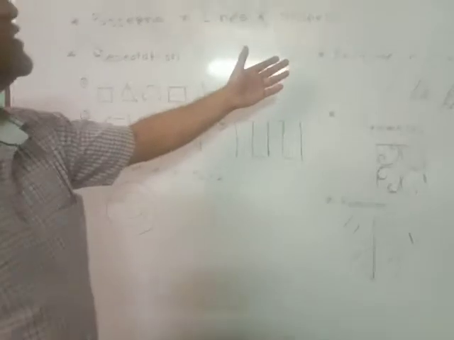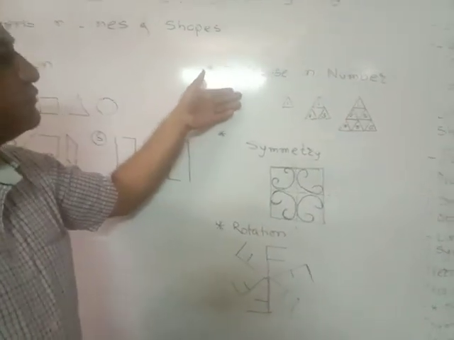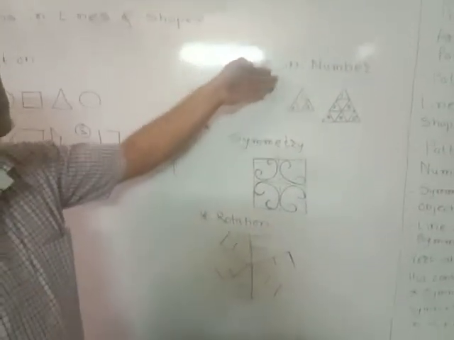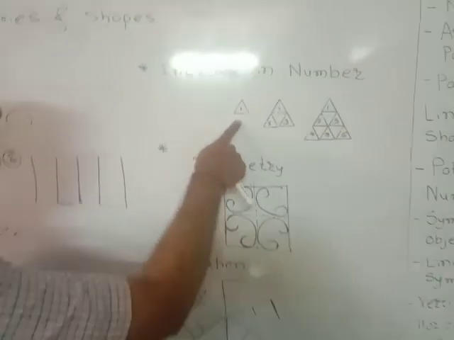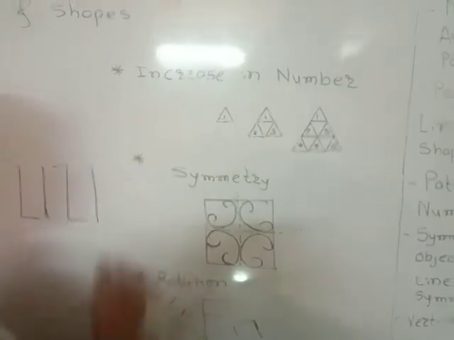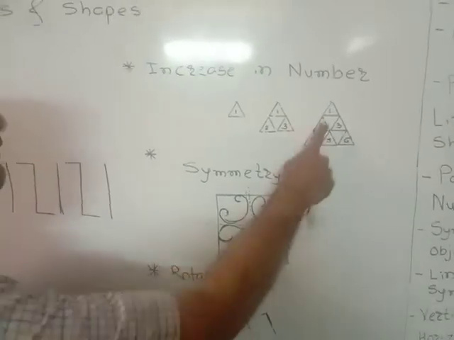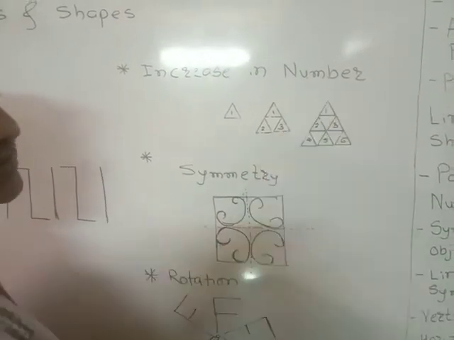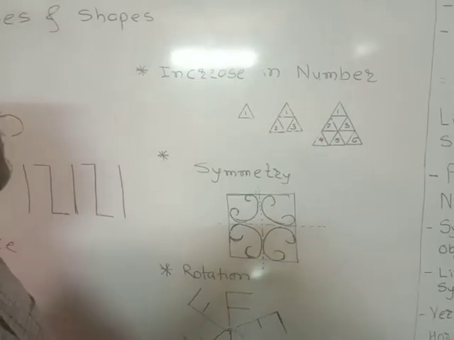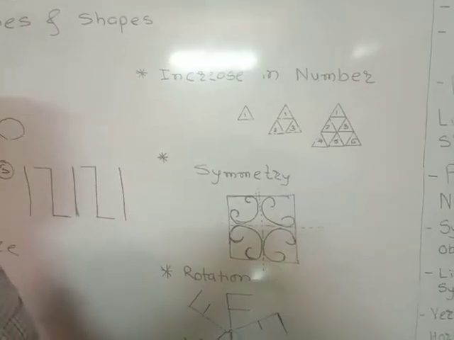Next rule, we will see that the pattern may occur due to the increase in the number of shapes. One triangle is there. Below that, an increase to two triangles. Below that, an increase to 1, 2, 3 triangles. This increase in the number of shapes also gives rise to a beautiful pattern.